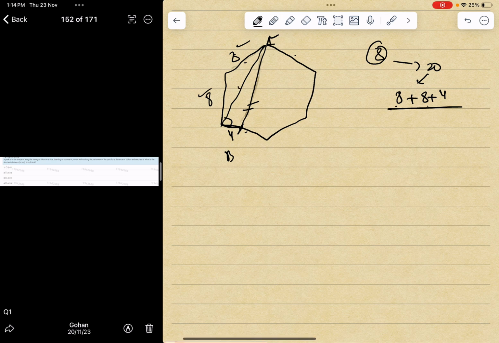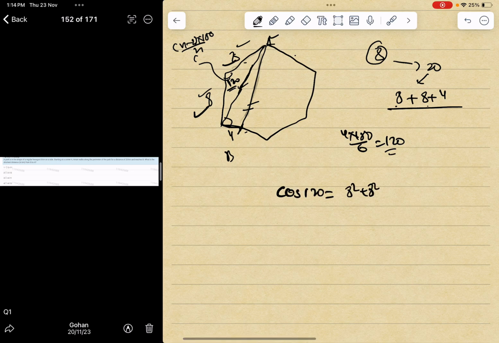And this we can find out, because we know each angle in a hexagon is how much? (n minus 2) into 180 by n. This is for a regular polygon. So here we have n as 6, so 4 into 180 by 6 is 120. Since we know this is 120, we know an angle and two sides. Can we find the third side? Yes, cosine rule. So cos 120 equals 8 square plus 8 square minus x square, upon 2 into 8 into 8. Cos 120 is minus 1 upon 2.